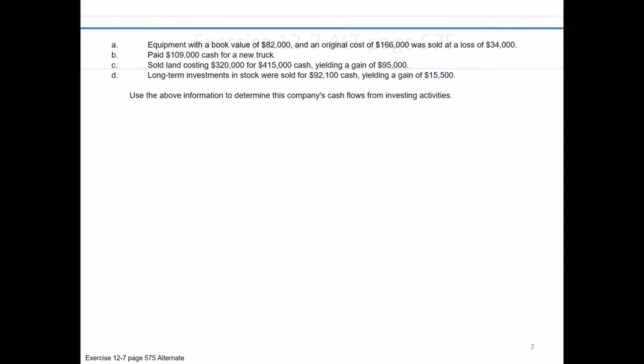In the alternate version of exercise 12-7, we're asked to prepare this company's cash flow from investing activities. Recall from your chapter, largely investing activities look at the cash impact of long-term assets. So if we're buying or selling pieces of plant assets, for example, equipment, land, building, those types of items, also long-term notes receivable and also long-term investments.